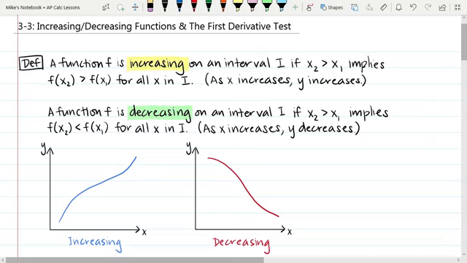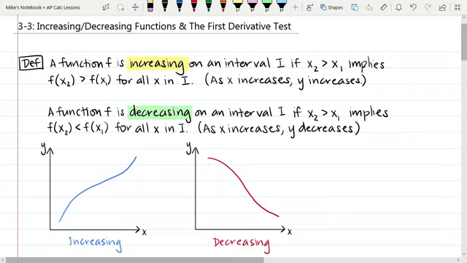Hey everyone, this is lesson 3-3. Today we're looking at increasing and decreasing functions and something called the first derivative test. So over the next couple of lessons, we're really going to focus on how we can use the calculus you've learned to analyze the behavior of the graph of a variety of functions. Today we're focusing specifically on increasing and decreasing behavior.